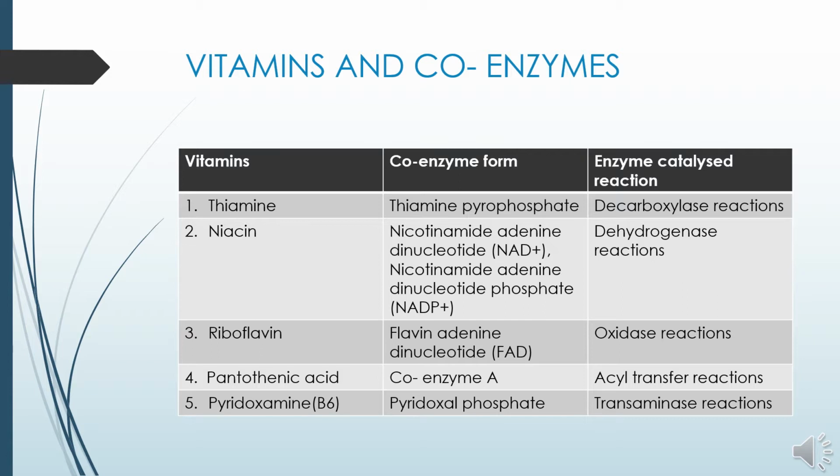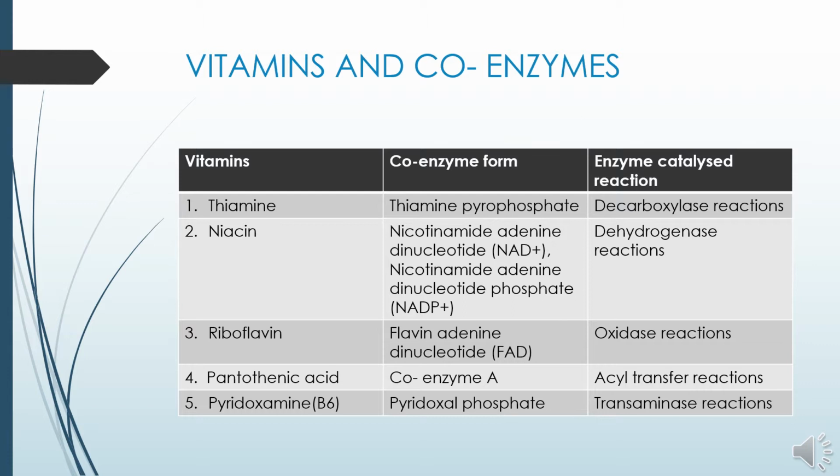Riboflavin vitamin has the coenzyme form FAD, that is flavin adenine dinucleotide, and the enzyme catalyzed reaction is oxidase reaction. An oxidase is an enzyme that catalyzes an oxidation reduction reaction, especially one involving dioxygen as the electron acceptor. In reactions involving donation of a hydrogen atom, oxygen is reduced to water or hydrogen peroxide.